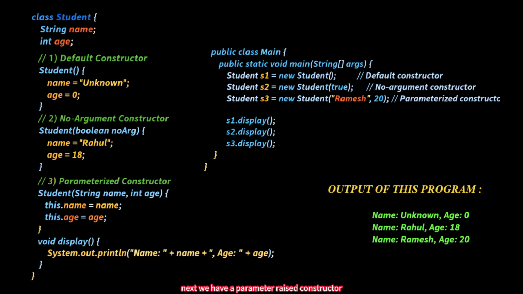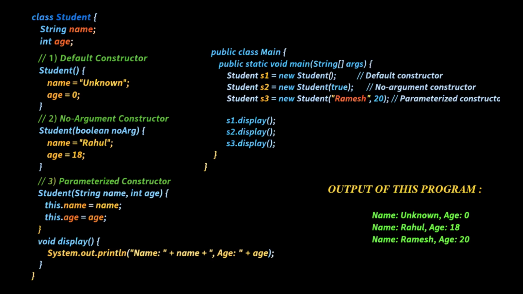Next, we have a parameterized constructor, student string name int age. This constructor takes two parameters, string name, int age. When an object is created by passing two values, name and age, this constructor is called. Inside this constructor, we write this.name is equal to name, this.age is equal to age.